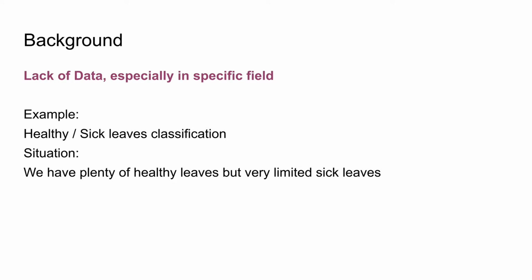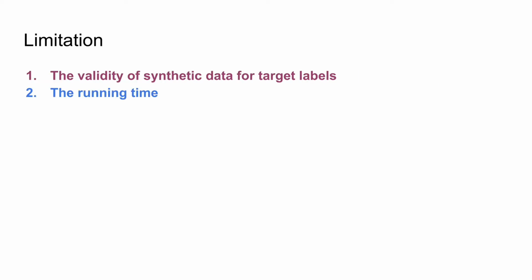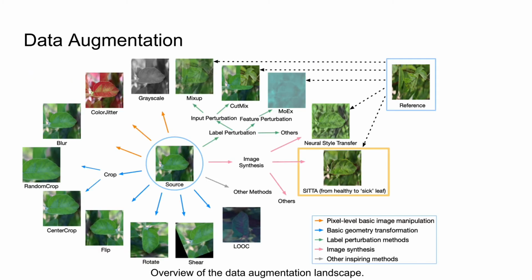In the wild, it's very hard and impractical to collect balanced datasets for training recognition models. For example, collecting healthy leaves is easy, while collecting sick leaves could be comparatively very difficult and expensive. Our goal is to study the potential use of image synthesis methods for recognition tasks. Here are two key limitations. First, the validity of synthetic data for target labels. Second, the running time. To solve this problem, we select data augmentation strategy as our primary direction.